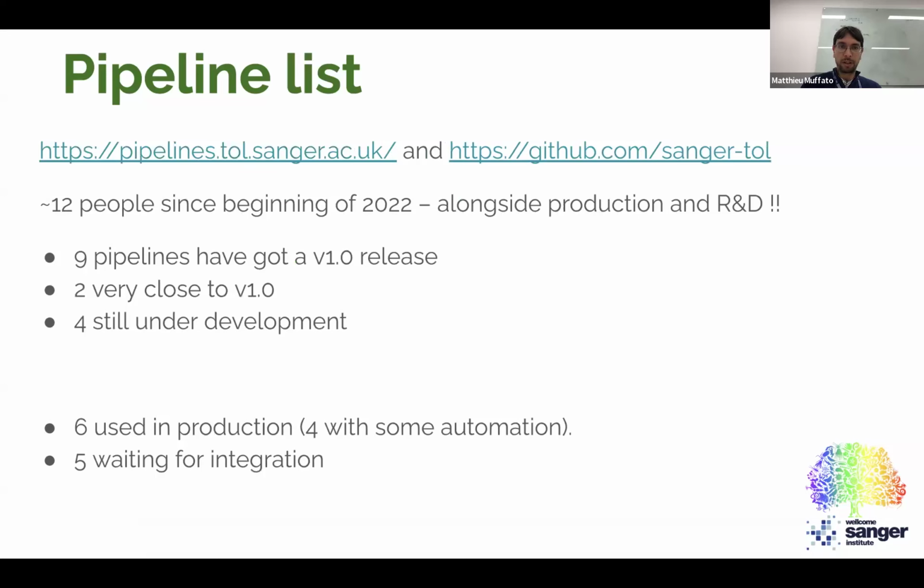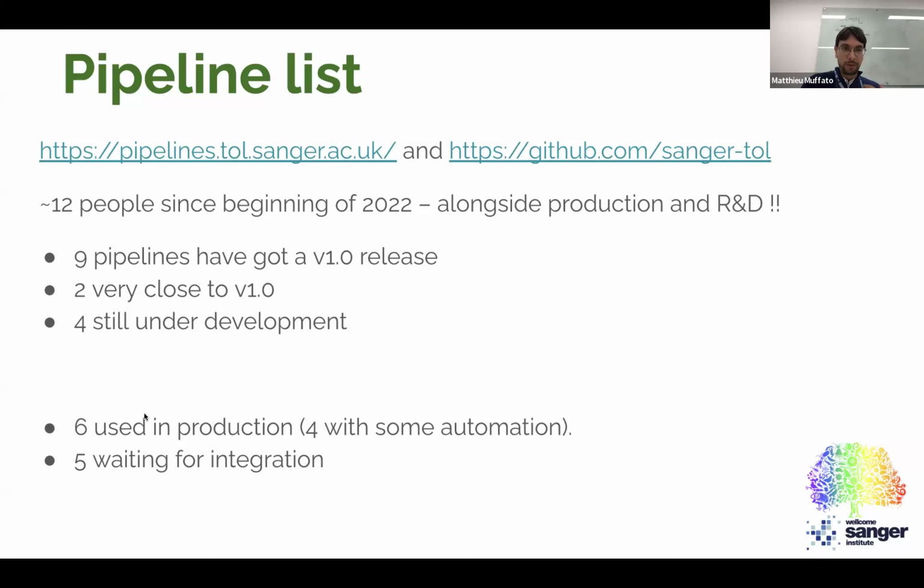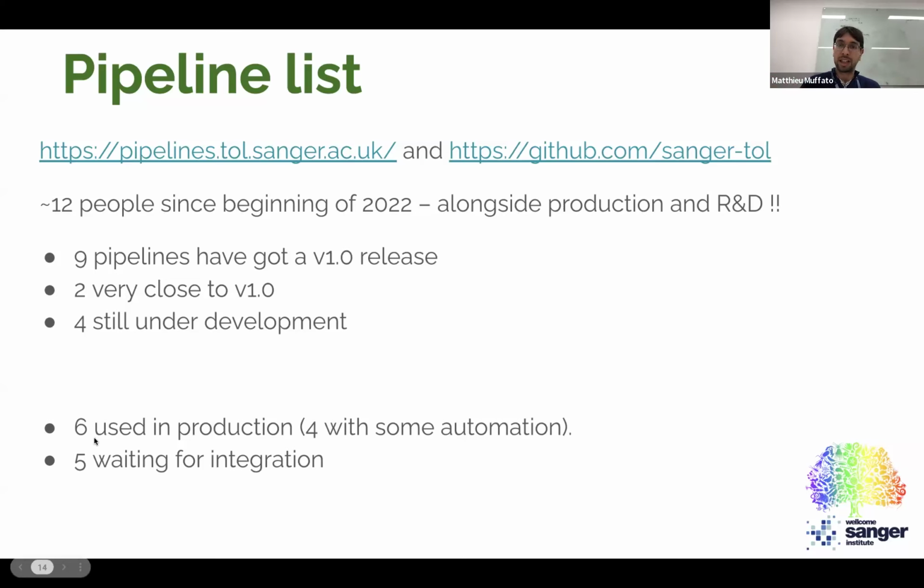At the time, we've got about 15 pipelines in development at different stages. 9 of them have reached version 1.0, 2 are very close to it. And we've got 6 that are used daily in production to generate those nodes, to generate assemblies and those analyses I was talking about.